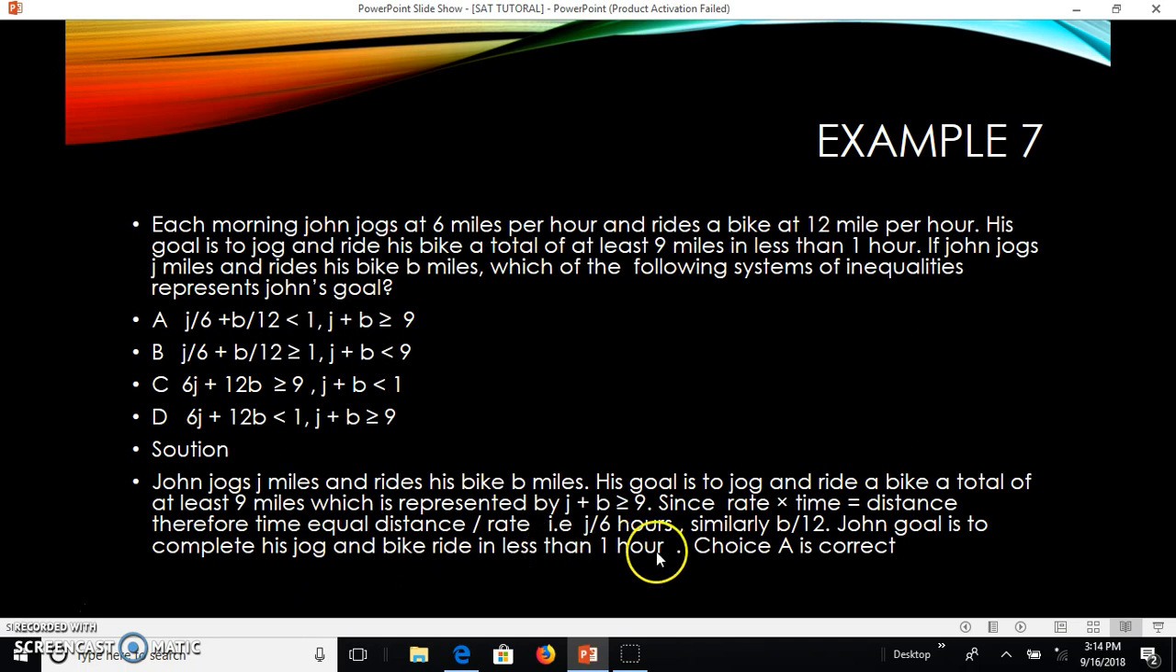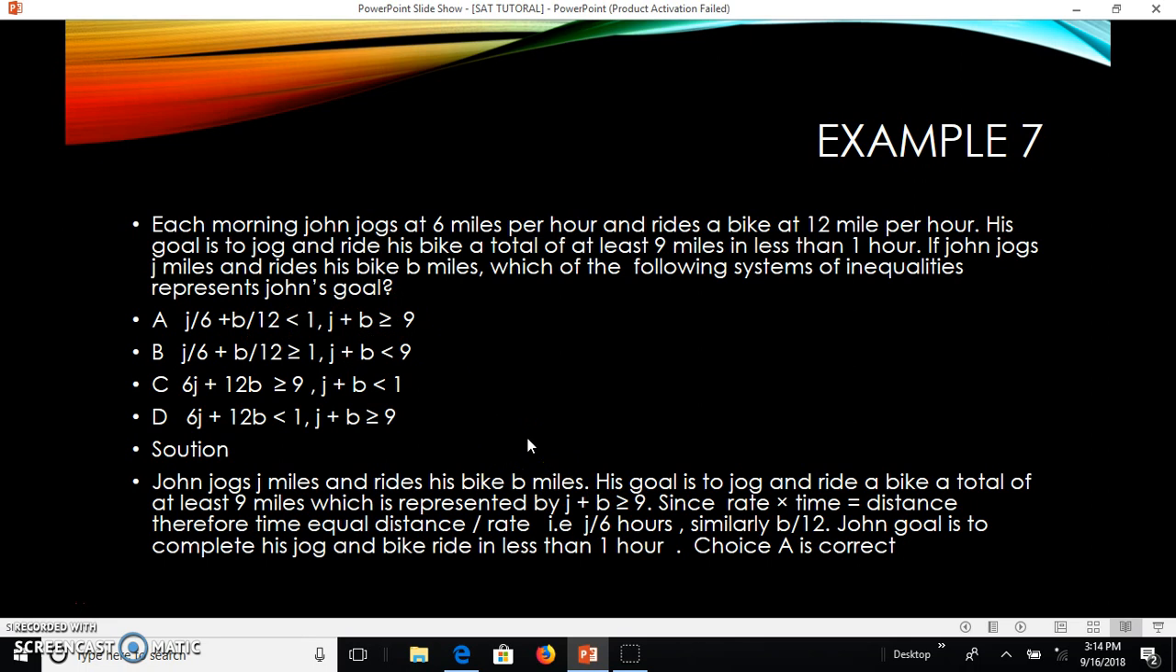It must be less than 1 hour. So looking at it like this, all these things, 1 hour must be greater than everything. So J over 6 plus B over 12 must be less than 1 hour. But all these things are in hours, then time. Everything must have the same parameter, just like A is having mile. So the answer is A.